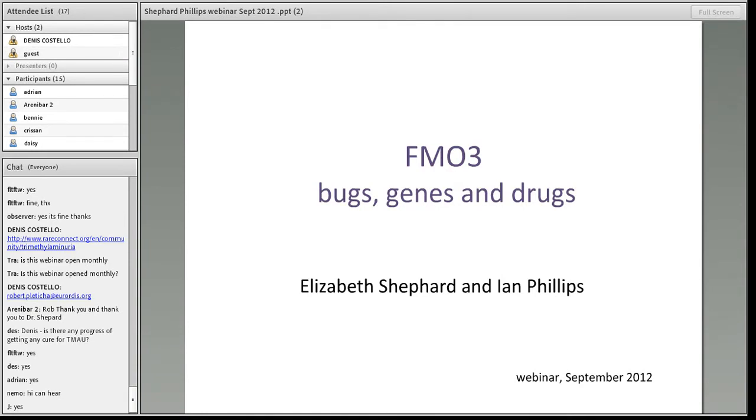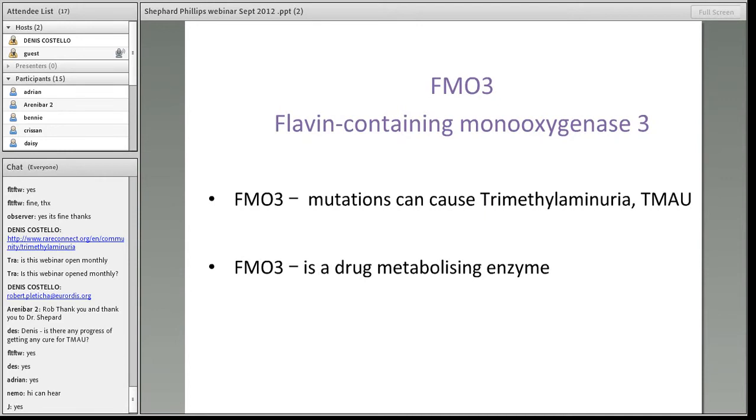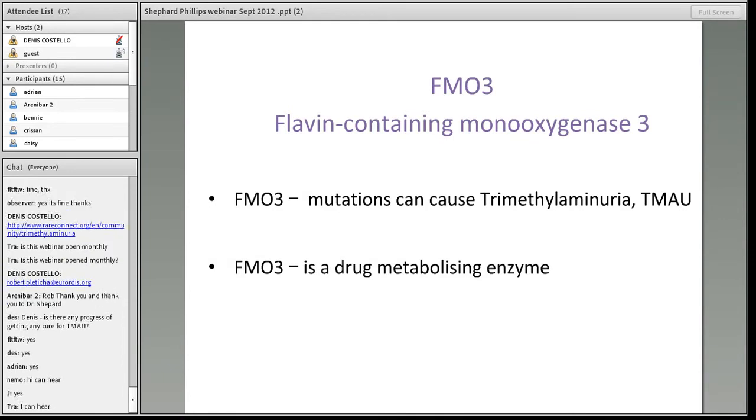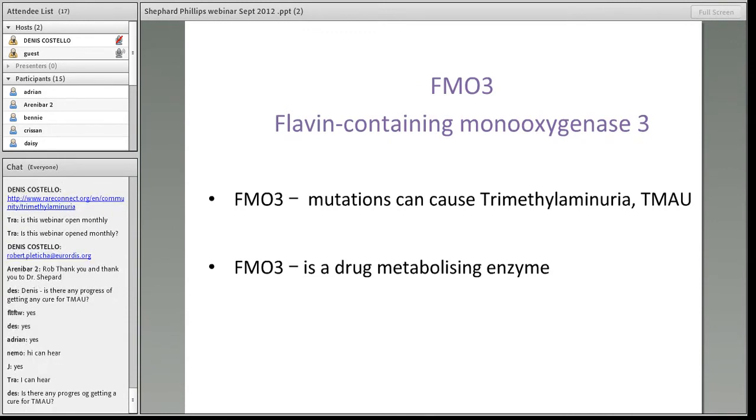And what I've done tonight is I've entitled our presentation FMO3, Bugs, Genes and Drugs. So the protein FMO3 is the one that is responsible when mutated for the condition trimethylaminuria. Now FMO3 has this rather long name called flavin-containing monooxygenase 3. And the name really says everything about the enzyme. The flavin is just a small molecule that has to be attached to the protein for the protein to have its function. And actually that gives the protein a very pretty color, a bright yellow color when you isolate it from the cell. And the monooxygenase part of the name refers to the fact that the enzyme adds an atom of oxygen onto the chemicals that are its substrates.